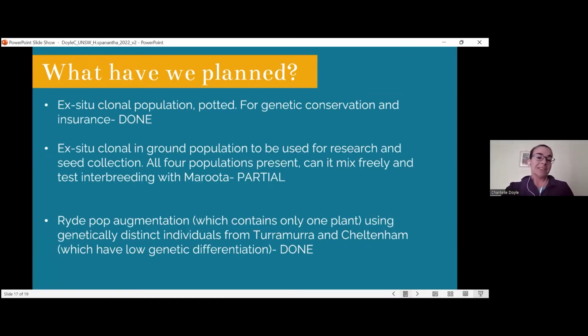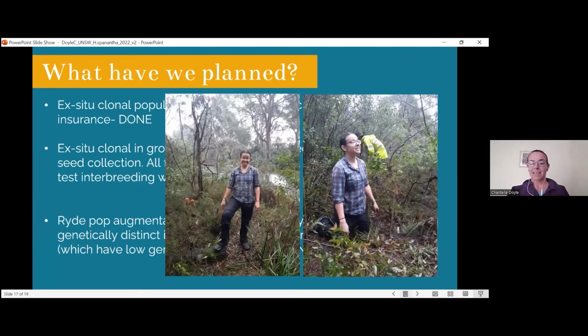So what we've planned, or what we've done already based on this information, is we've set up an ex situ clonal population, potted and in ground. And we have done an augmentation of the Ride population, which had one single individual, so it was really eligible for an augmentation with the 41 seedlings that we germinated. This is me planting in optimum planting weather, very wet. If you look on my Twitter, you can see how wet I actually was.